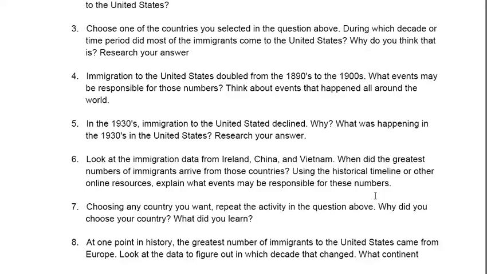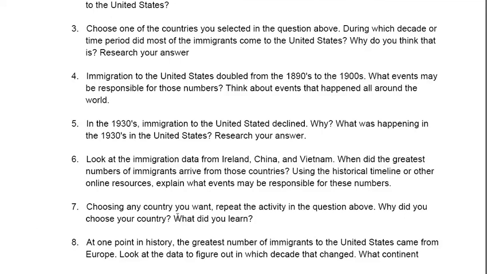You go into the timeline. You'll have to click on the decades that you already know. You already know when they arrived, so you just need to click on that decade in the timeline, and it'll tell you what was happening in these 3 countries to cause them to come and immigrate to the United States.